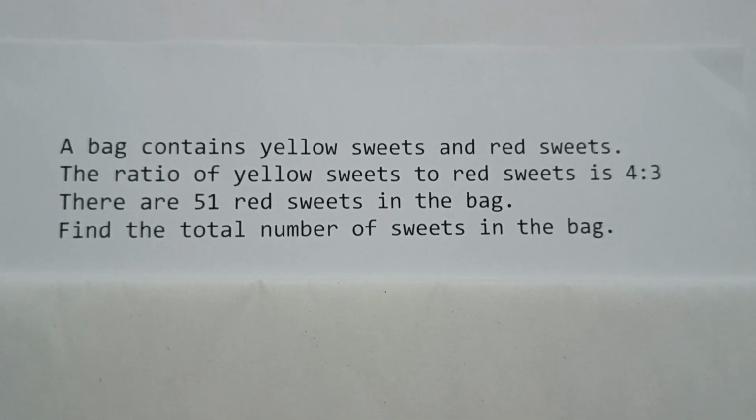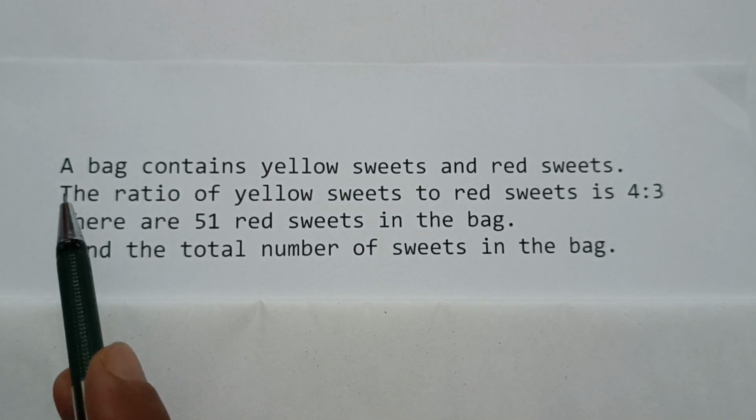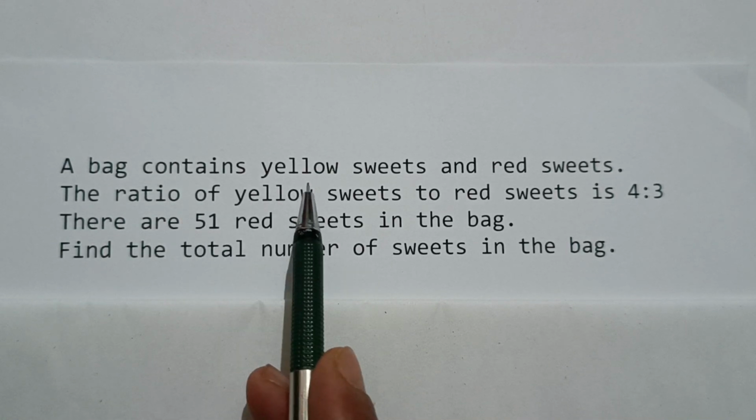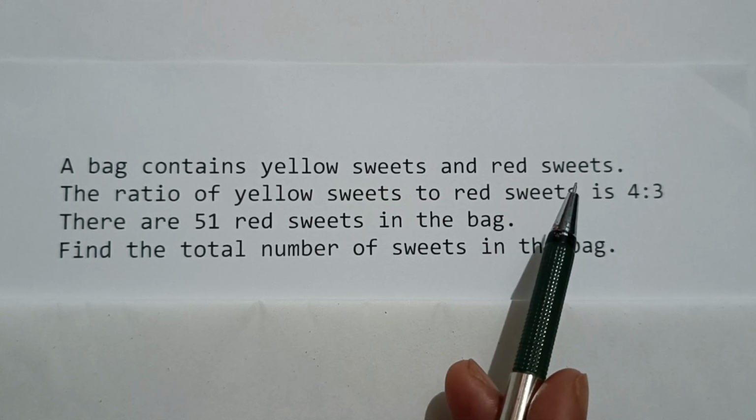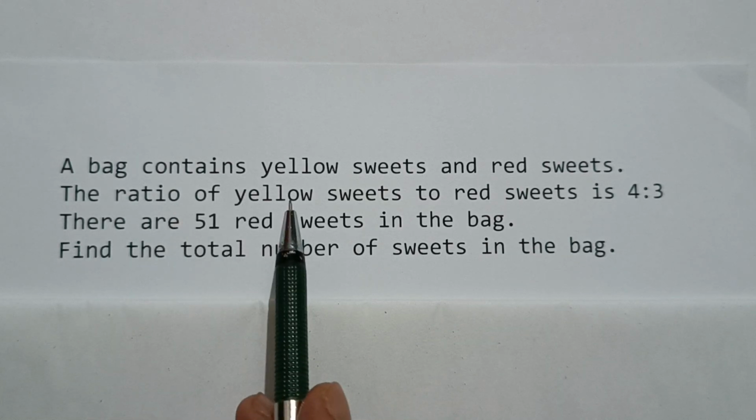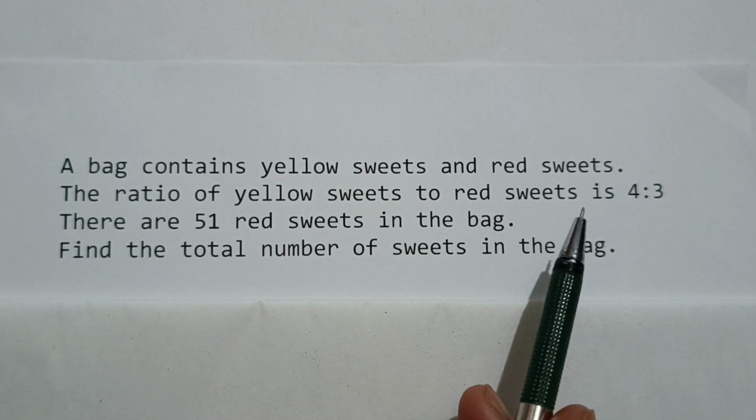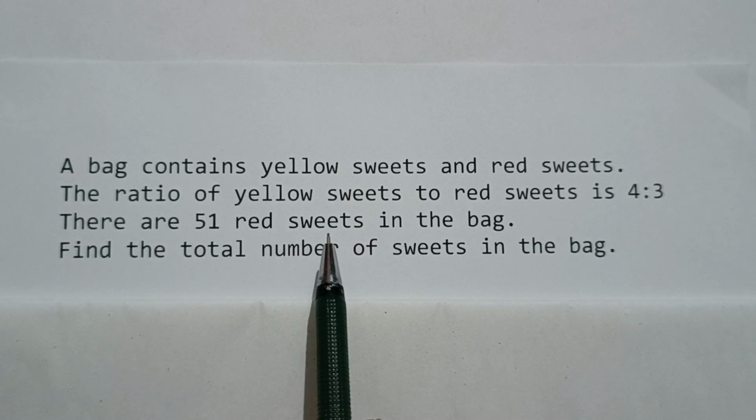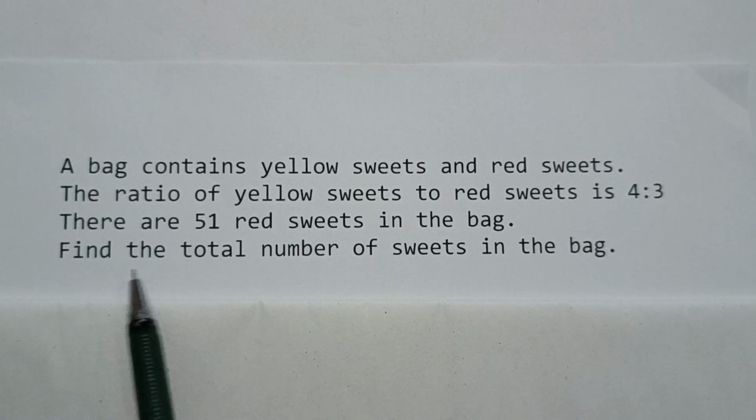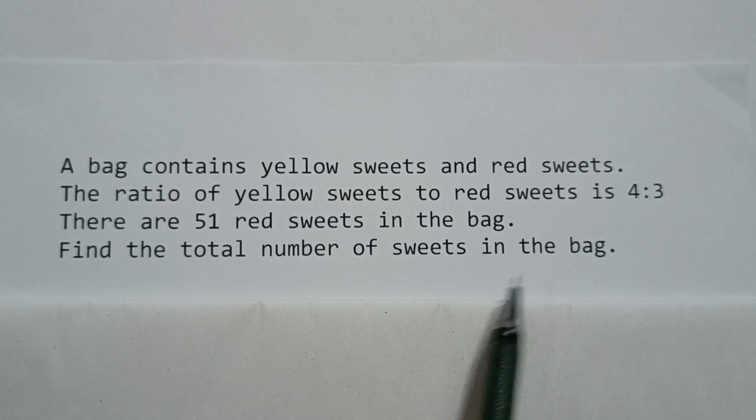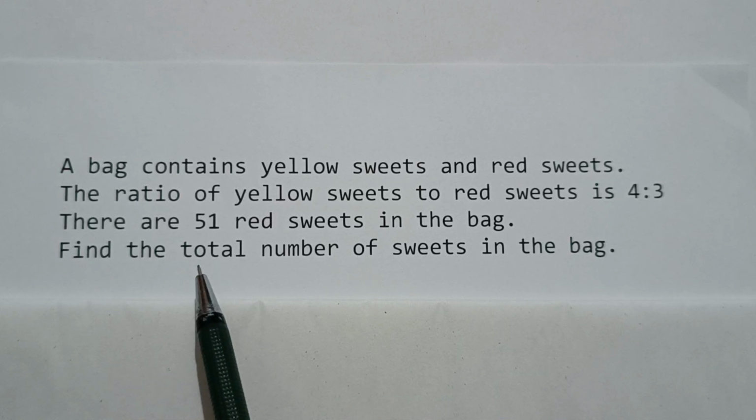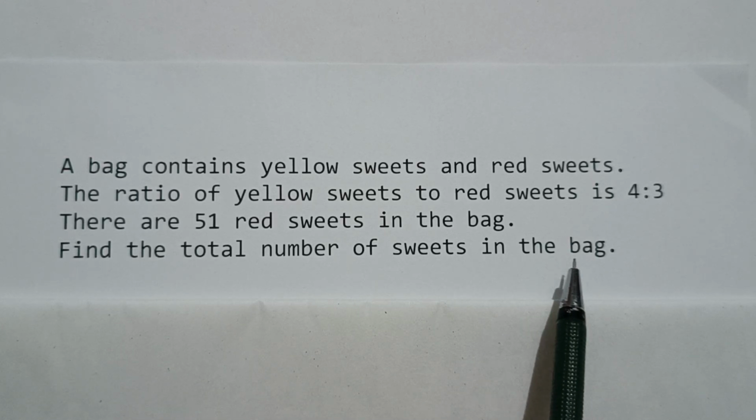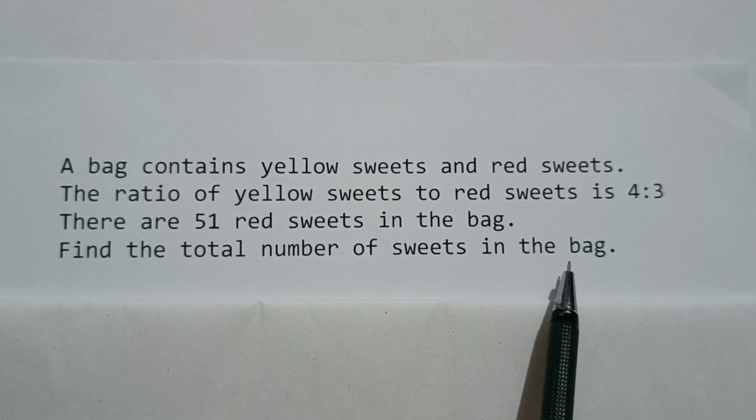Question number 1 says, a bag contains yellow sweets and red sweets. The ratio of yellow sweets to red sweets is 4:3. There are 51 red sweets in the bag. Find the total number of sweets in the bag. So we have to find the total number of sweets in that bag.